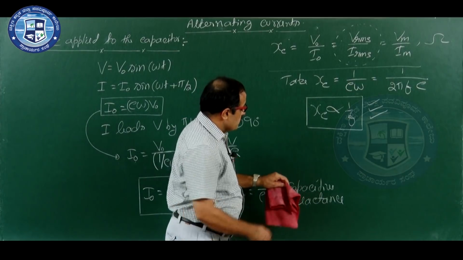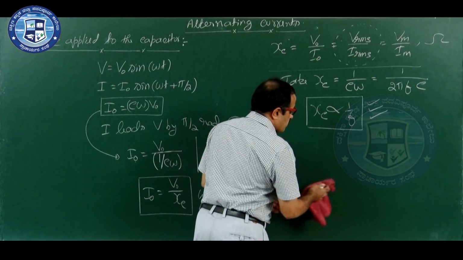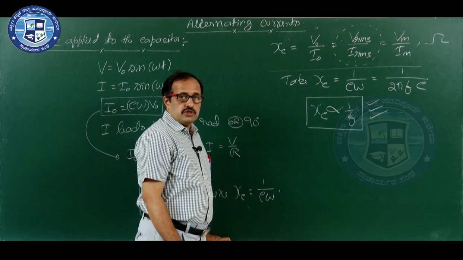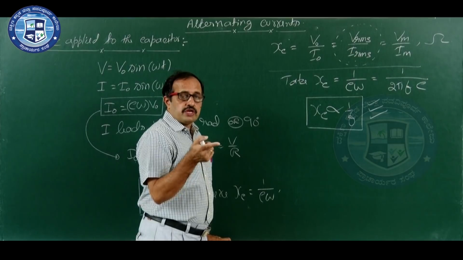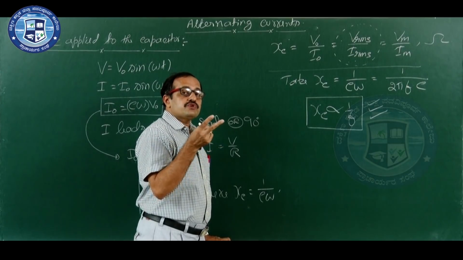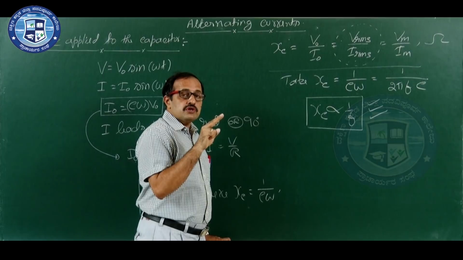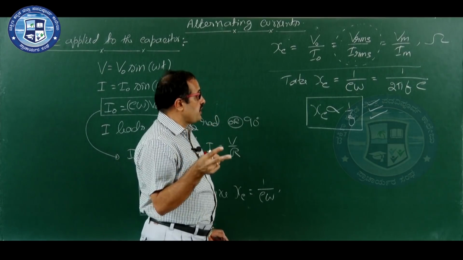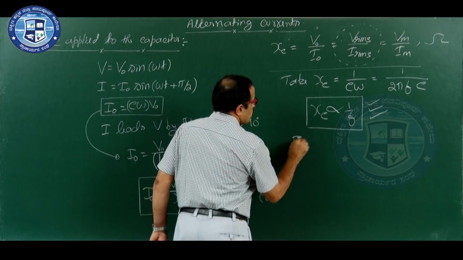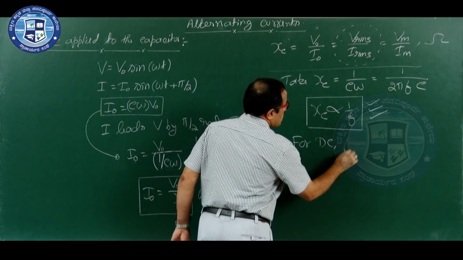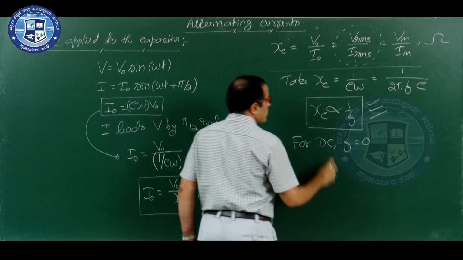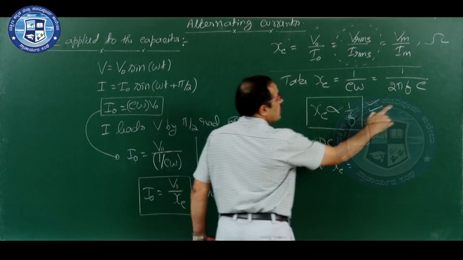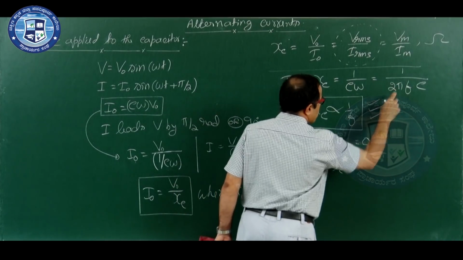Now, put frequency equal to 0. What is the meaning of frequency equal to 0? Frequency equal to 0 means it is DC, that I already said. Because if frequency is 0, time period is infinity, means after infinite time AC changes the polarity, means it never changes the polarity, it is the DC. Therefore, for DC, frequency equal to 0 implies that capacitive reactance is infinity.